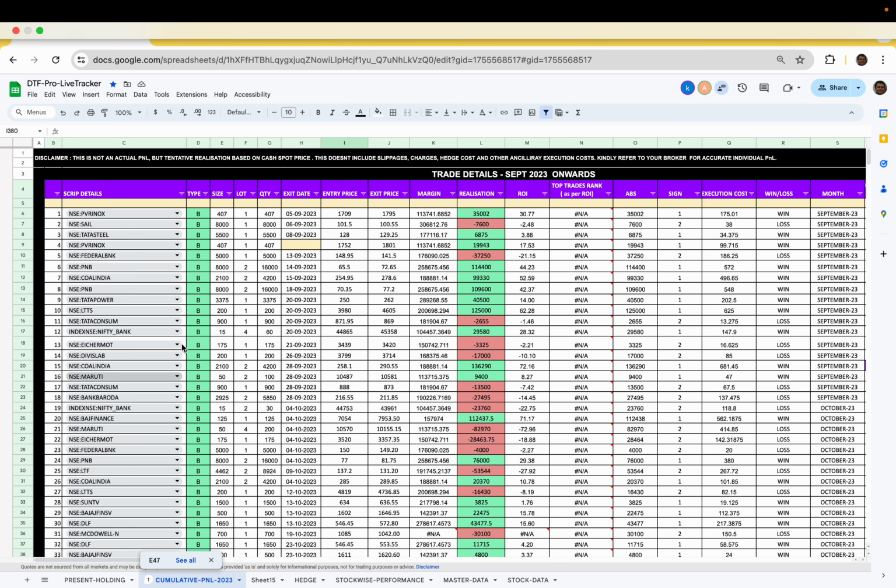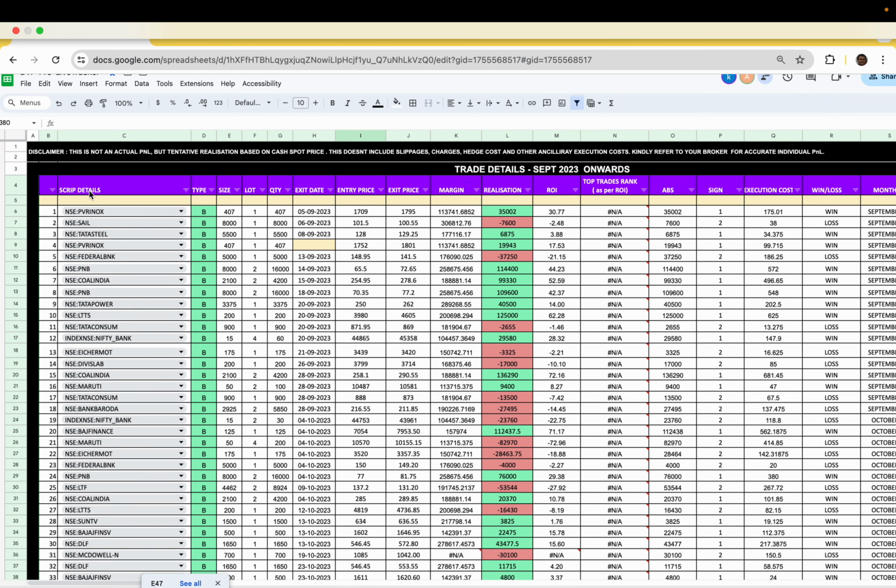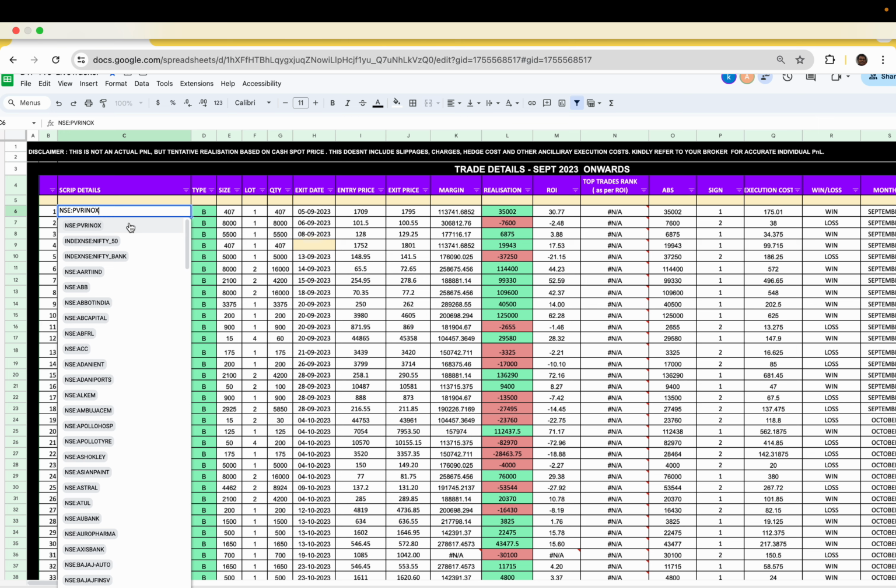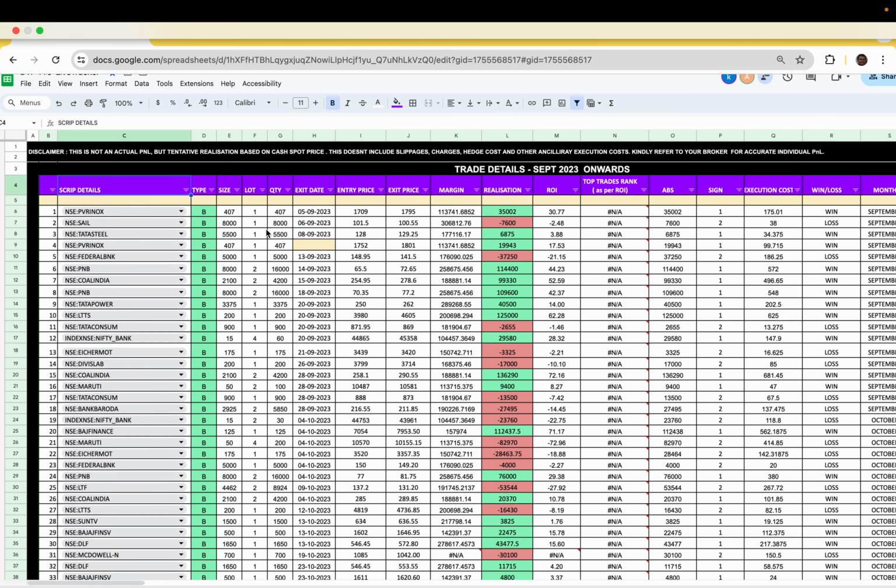Now all the trades need to be documented. The reason I'm not opening the present holding is because I'm doing this in a live market. There are still some stocks which may be showing, so I don't want to get there. But here you will see that we have the script details, whether it's a buy or a sell, and the size, lot, quantity, etc., that gets fetched. So the moment you pick the stock, the rest of the things are automatically fetched.